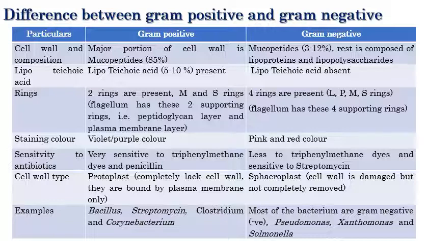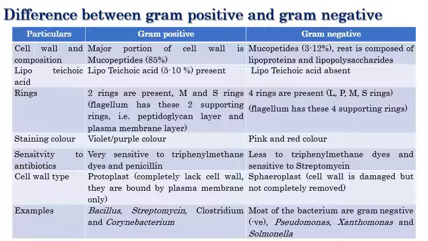One more important thing is staining. During staining, gram-positive bacteria will produce violet or purple color, whereas gram-negative bacteria produce pink or red color. This is the identification factor for gram-positive and gram-negative bacteria while staining. Remember, violet or purple color is produced by gram-positive, whereas pink or red color is produced by gram-negative. So here, the sensitivity to antibiotics.